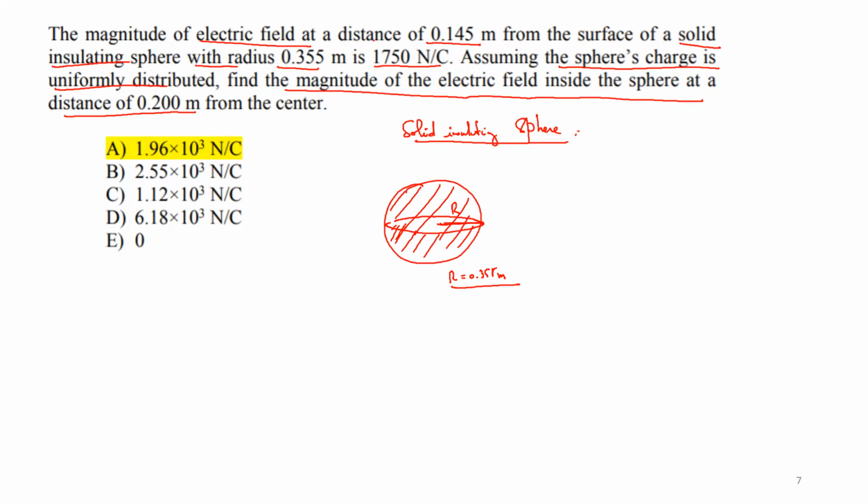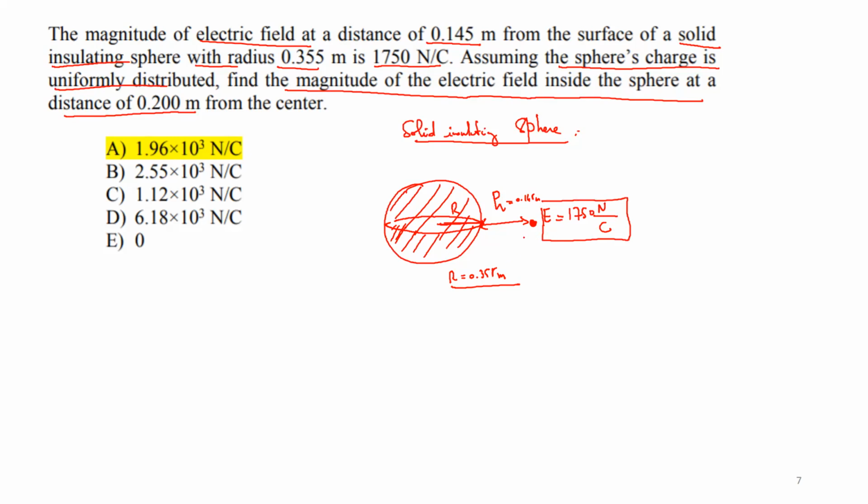Now the magnitude of the electric field at a distance 0.145 meters from the surface. So let's say this is the surface, and at this distance, let me call it H, H is 0.145 meters. The electric field here, E, is equal to 1,750 Newton per coulomb.